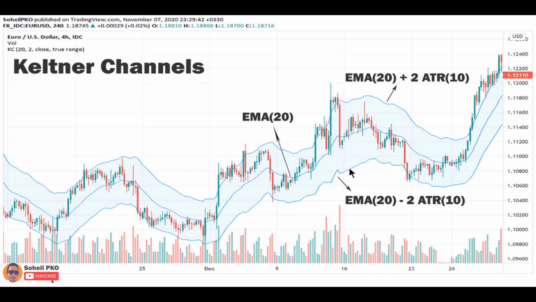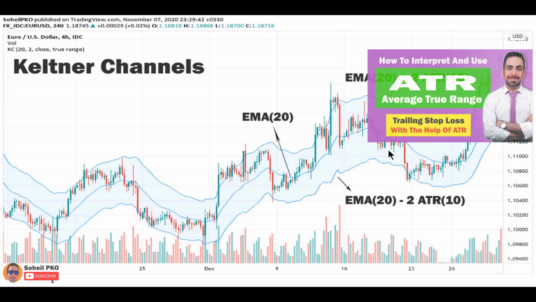Okay, getting back to the Keltner channels, the middle band is an exponential moving average, which is usually set with a length of 20, and the channels or the outer bands are usually set to average true range above and below the exponential moving average line, and the default length of ATR is 10. So the upper band is the exponential moving average plus 2 ATR, and the lower band is the exponential moving average minus 2 ATR. If you don't know about average true range, you can check this video later and learn what it is and how it can help you in trading.